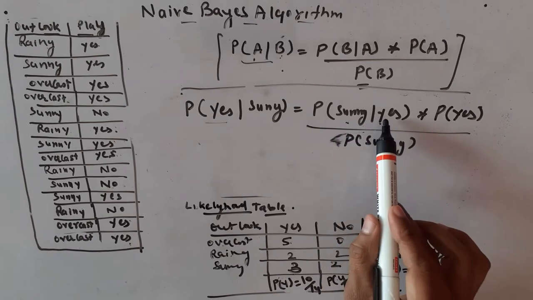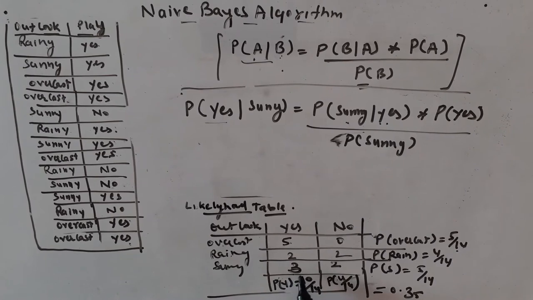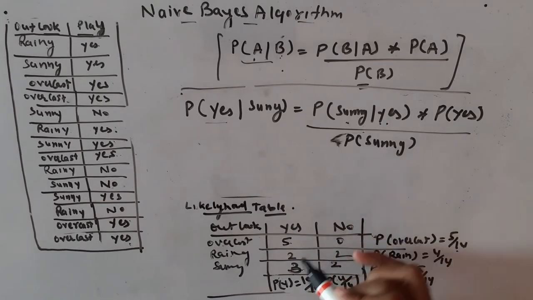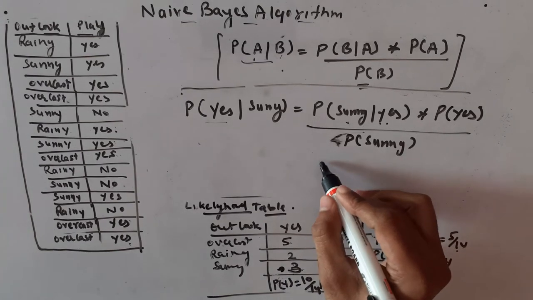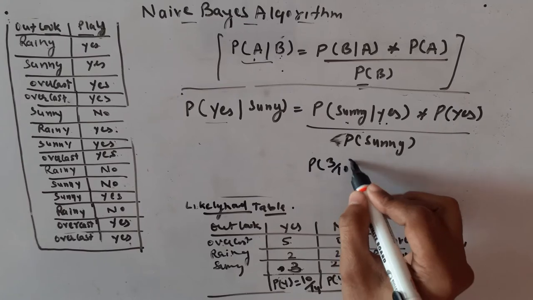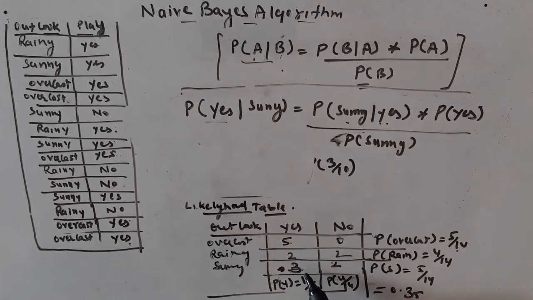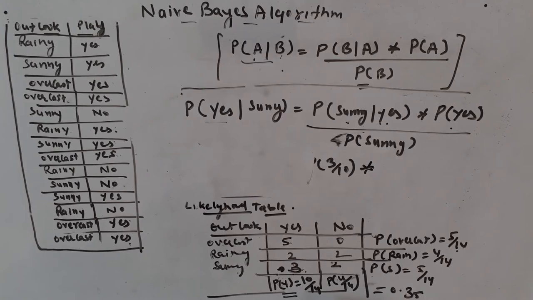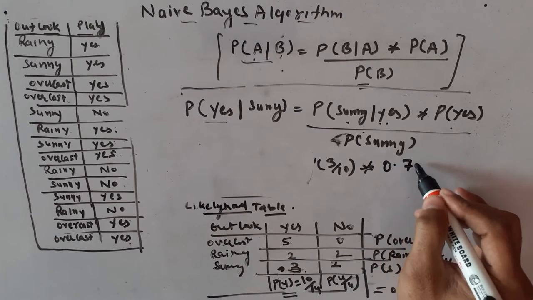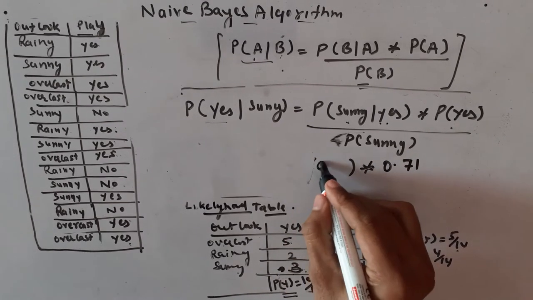Now, the probability of sunny given yes can be found from this table. There are three occurrences of sunny given yes, and total is 10. So the total occurrence of yes, playing the game, is 10, and out of these, three are sunny. So it will be a probability of 3 by 10 for sunny given yes. Into the probability of yes. The probability of yes is this one, 10 by 14. 10 by 14 would be around 0.71, and this 3 by 10 can be rewritten as 0.3.